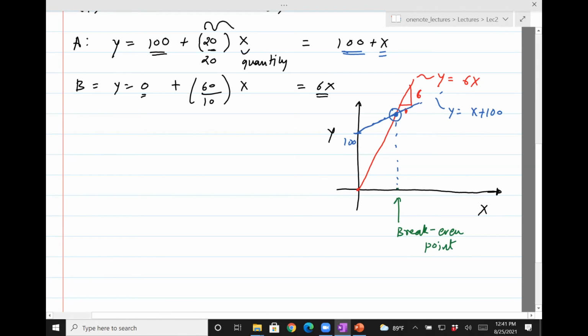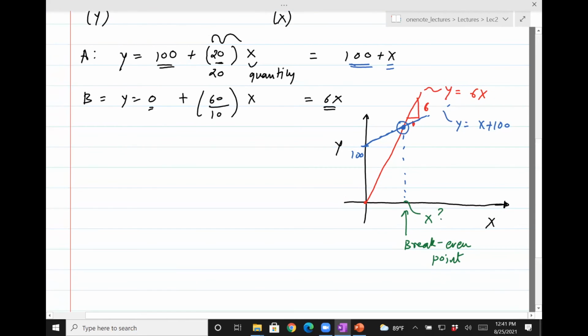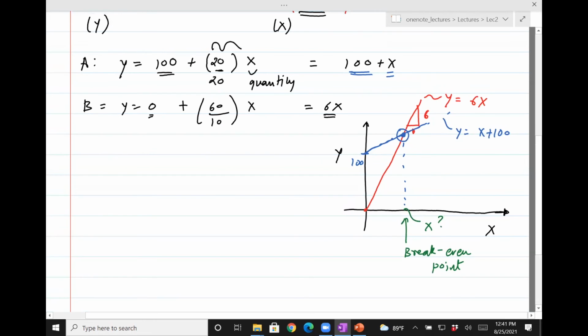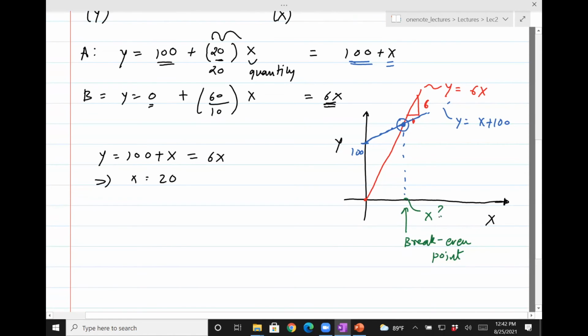Okay, and so we are interested in finding what that X is. If you want to solve this, one way is you can plot it on a graph and look at the intersection. But the other way is you have two equations, Y as a function of X. When two lines intersect, you can equate the two and find the point of intersection. So Y equals 100 plus X should be the same as 6X, the second equation. If you solve for X, you get, I think, 20. Right, so X is 20.